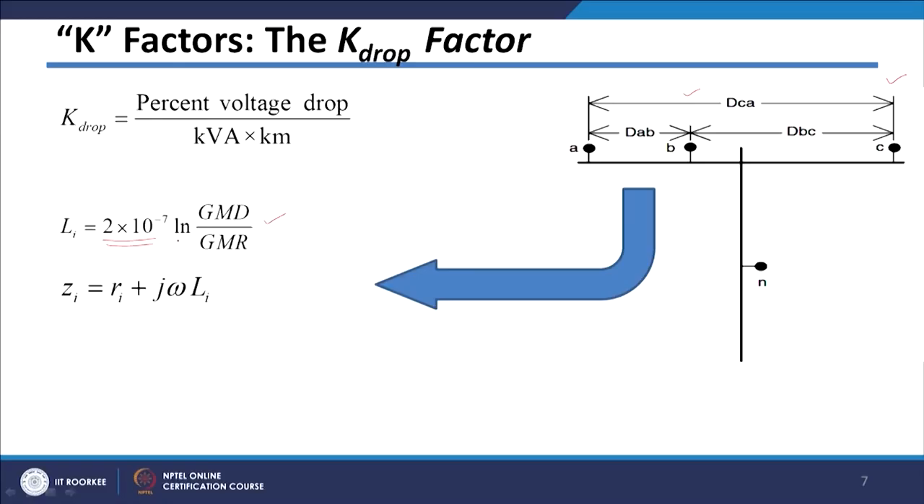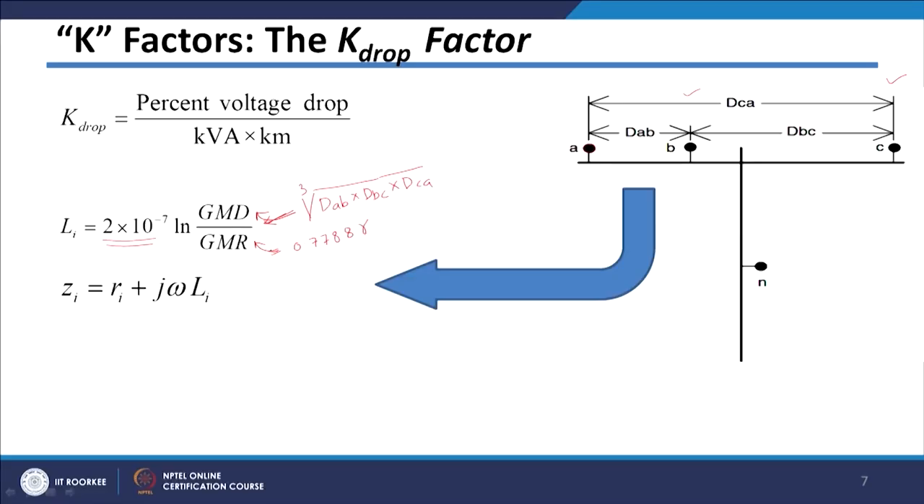raised to minus 7 natural log of GMD by GMR, where we know that GMD is nothing but the cube root of all the distances, that is DAB multiplied by DBC multiplied by DCA. If you take the cube root of this, it will give you GMD. And GMR of a particular conductor, if it is a single conductor, GMR will be equal to 0.7788 into the radius of the conductor.